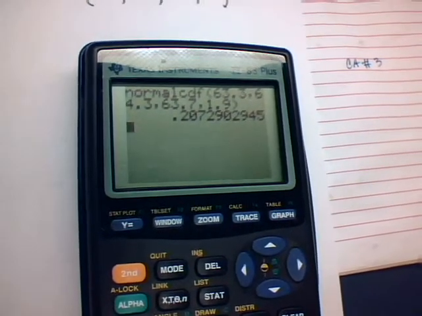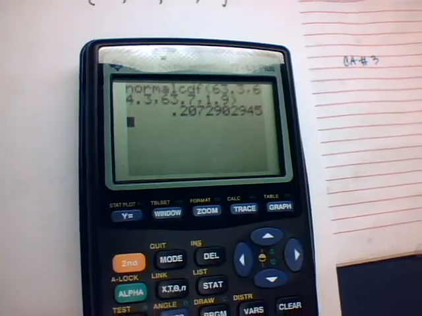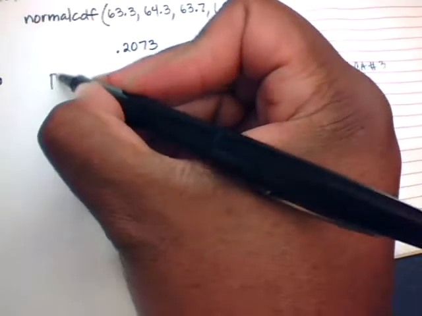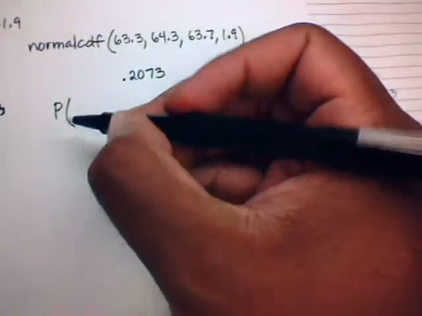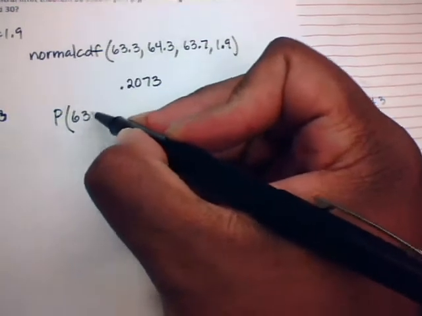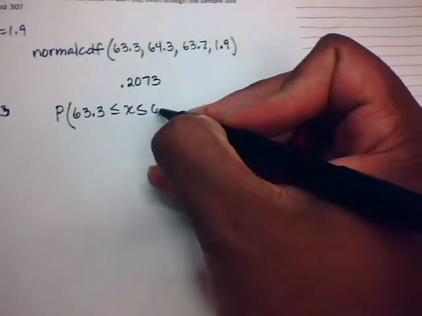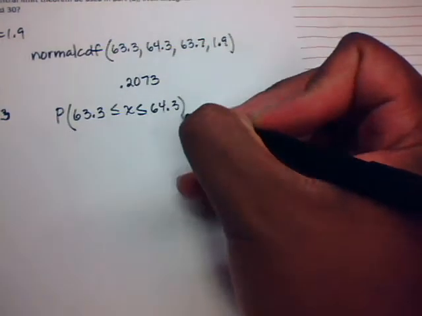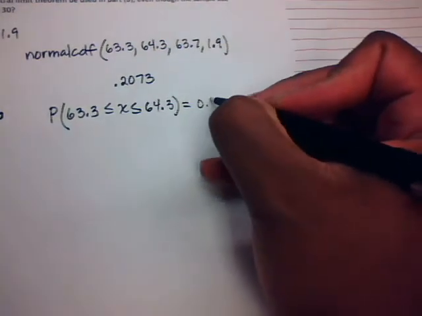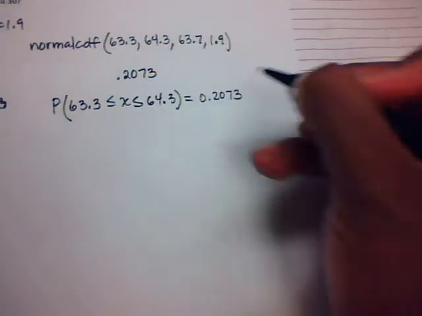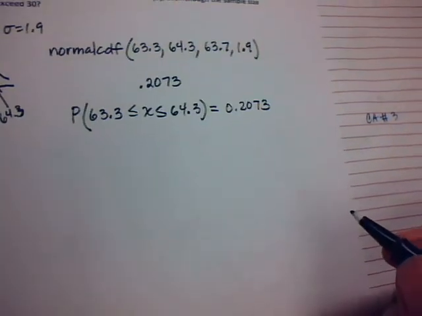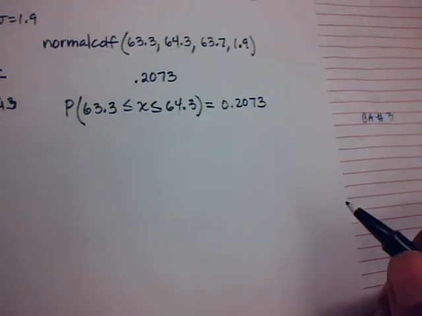So here this is 0.2073. So that means that the probability of selecting a woman whose height is between 63.3 and 64.3, that'd be 0.2073. Okay, so that's how you'll write that.